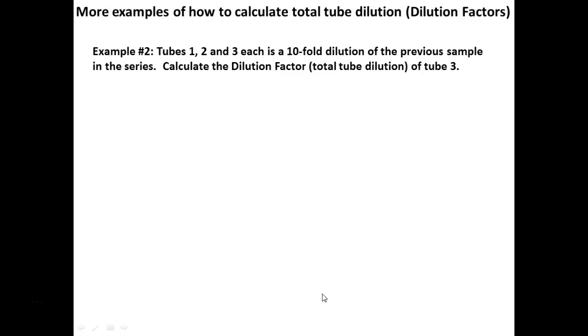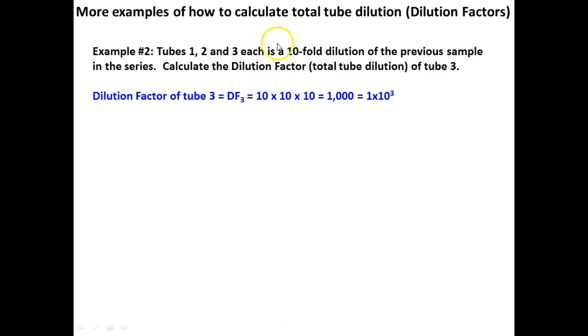Almost there. So let's do some examples, right? If we did 10-fold dilutions, as we just saw, if tube 1 has been diluted 10 times, it's 10. Tube 2, if we take from 1 into 2, and we make a 10-fold dilution as we're doing that, tube 2 is actually from original culture a dilution factor of what? 10 times 10 is 100, right?